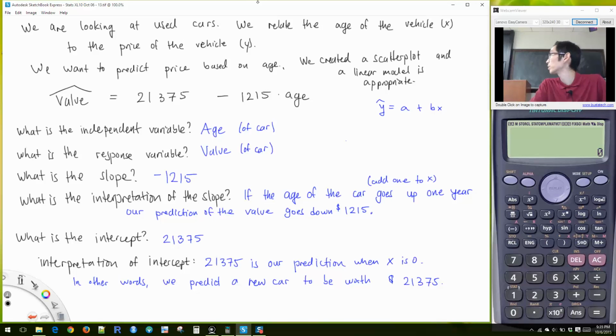Yes, question? I'm sorry. May I just clarify where you have the values, the hat value equals 21,375. Is that 21,375 minus 1215 times the age? Is that how I'm reading it correctly? Yes, yes. We take 1215 and we multiply it by age.